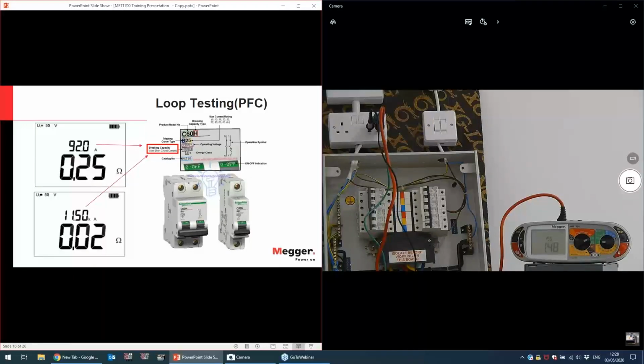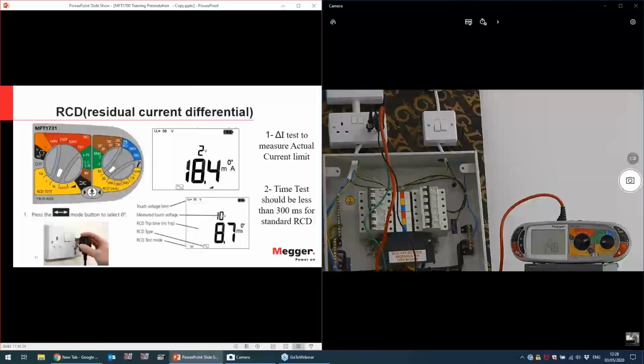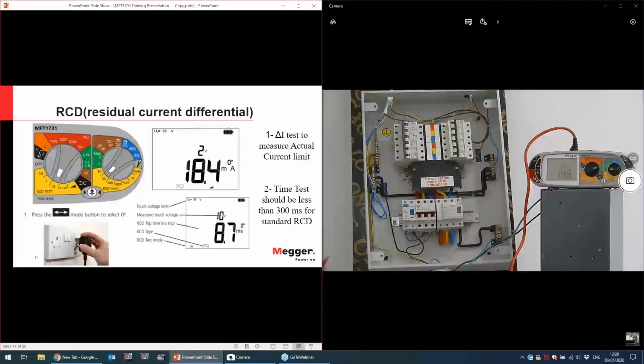The last test I want to conduct here is the RCD test. For the RCD test, we usually conduct two tests. These two tests are to check the delta I, or the actual current value of your RCD, and to check the trip time that this RCD takes to trip when it detects a fault current or leakage current higher than its value.